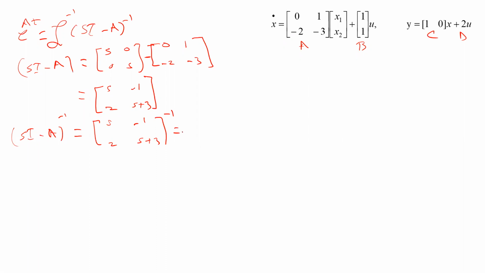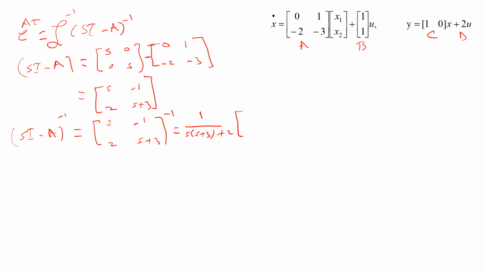And how do we invert this matrix? There's a formula, but you have to find the determinant first, then you do a transformation on the matrix itself. Because it's 2 by 2, it's very easy. Now the determinant, what is the determinant equal to? It's S squared plus 3S plus 2. This is 2 by 2.